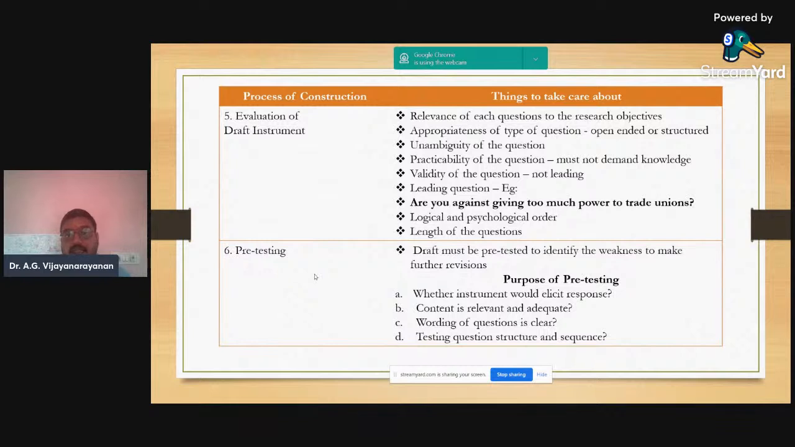That's open-ended. Which is required? Again, the research scholar has to decide. There should not be any ambiguity. There should not be any confusion or lack of clarity.